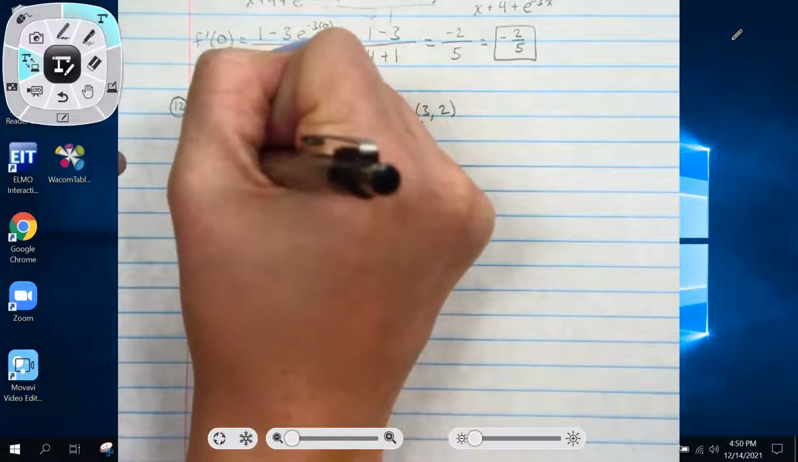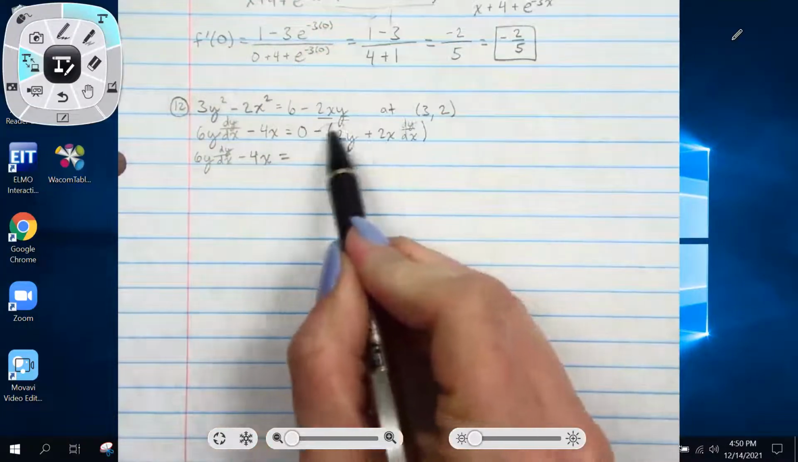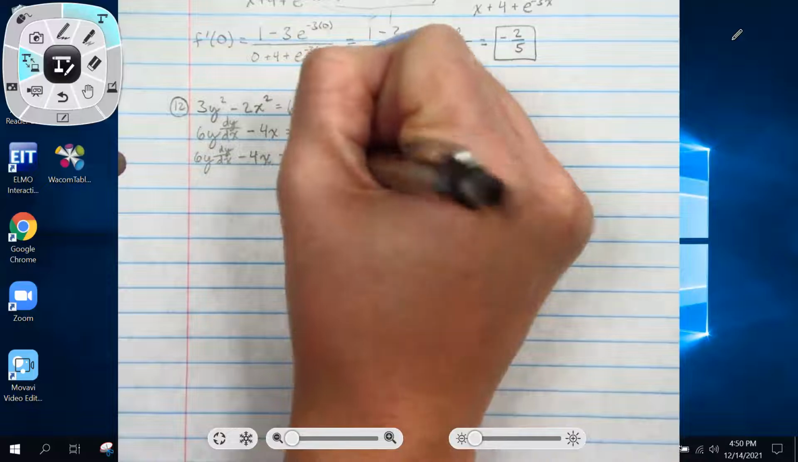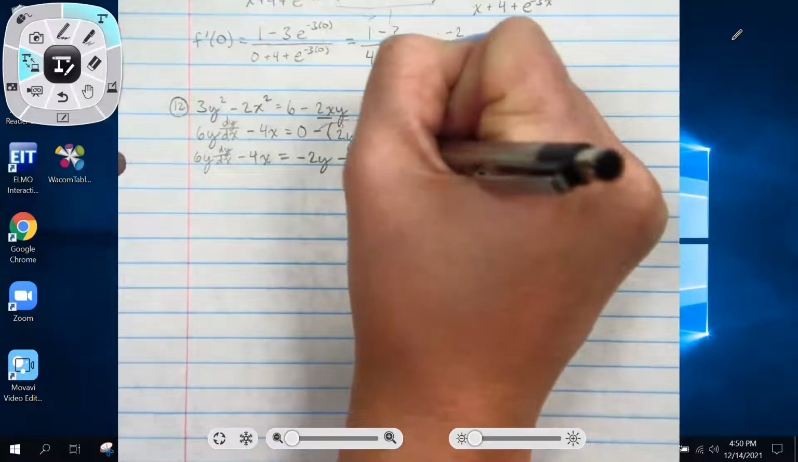And simplify the right side a little bit. Distribute this negative, so we get negative 2y minus 2x dy/dx.